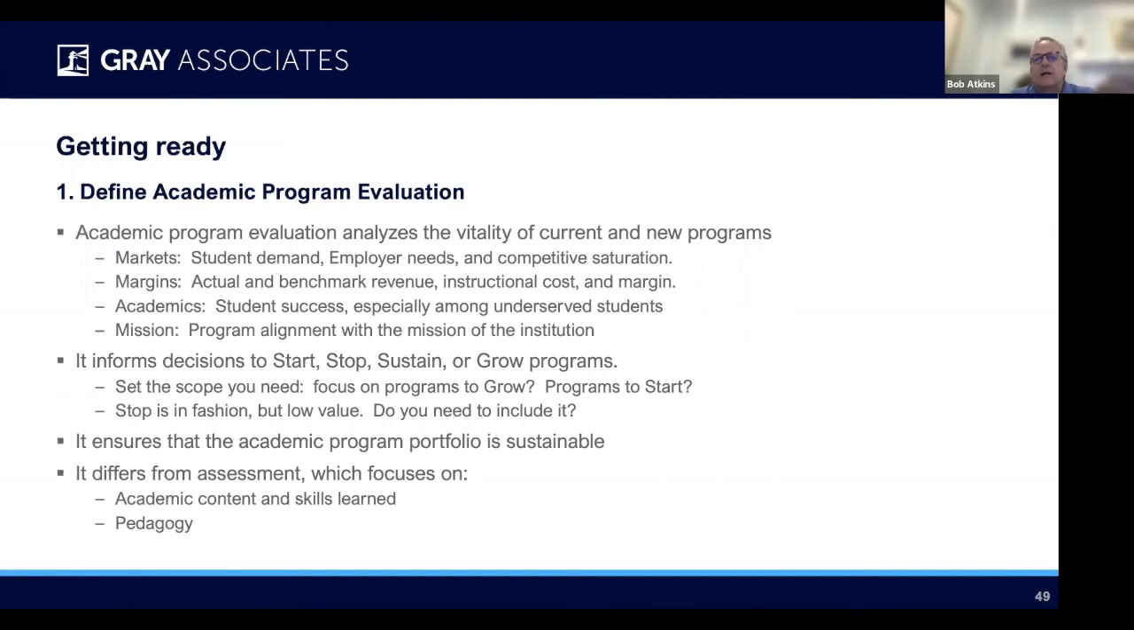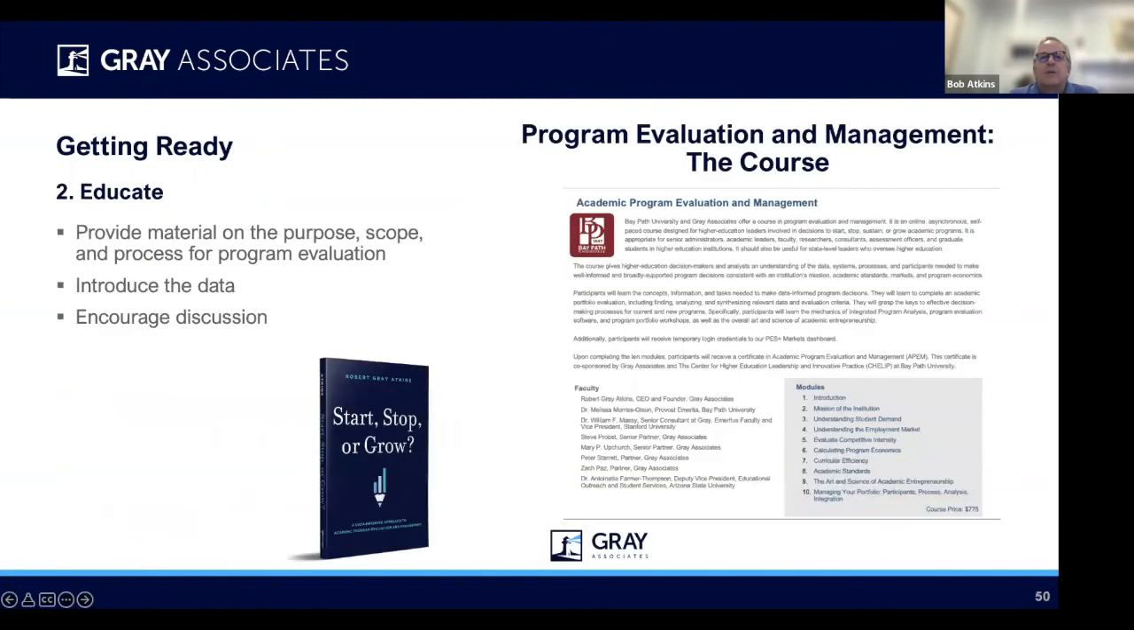And that's a fundamental question: how vital is that program in a marketplace, and should we stop or grow it? The first thing you've got to do when you're going through the process is actually get your people up to speed. So we've set the table here. We've said this is what we're trying to do with our program evaluation. Now I've got to get them up to speed. And so we would suggest a couple of ways.